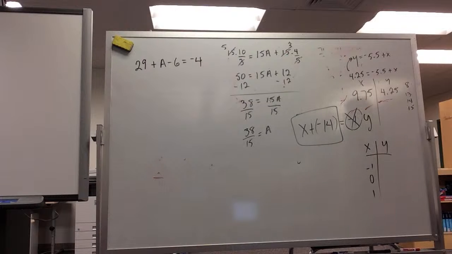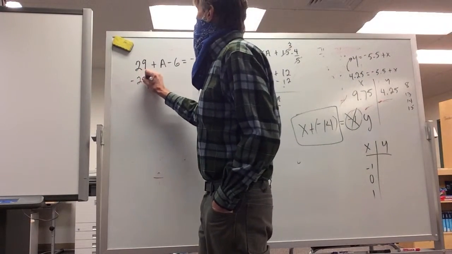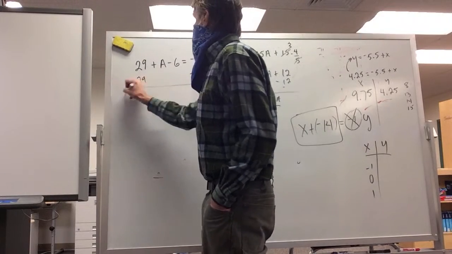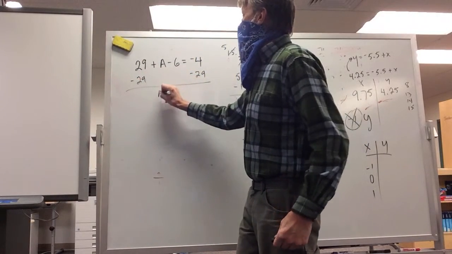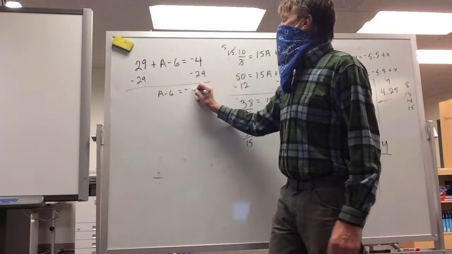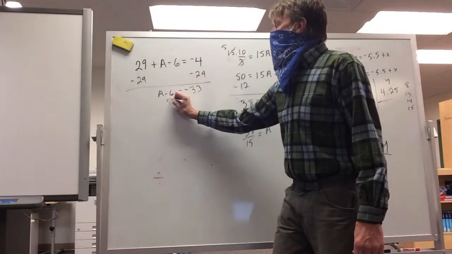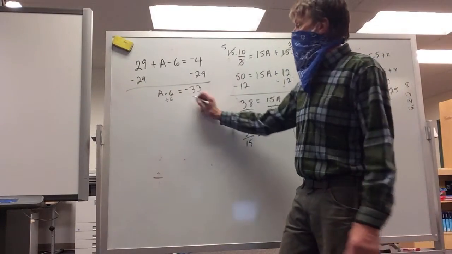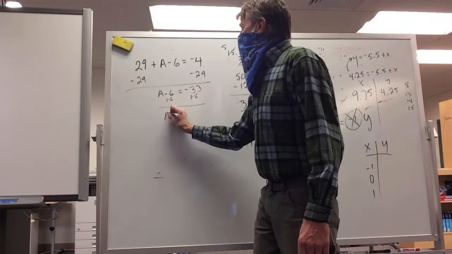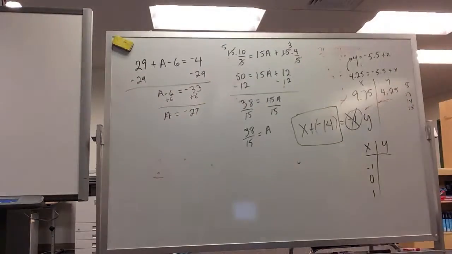All right, so with this, you can do it in a whole bunch of steps if you want. You could subtract 29 from both sides like this. Now you still have a minus 6, and then this is a negative 33. And then you could add 6, because that's the opposite of subtracting. And then you would have a is equal to negative 27. That's one way to do it.